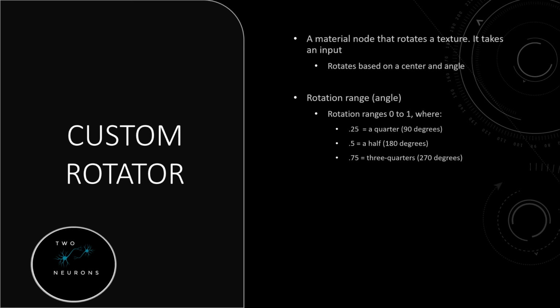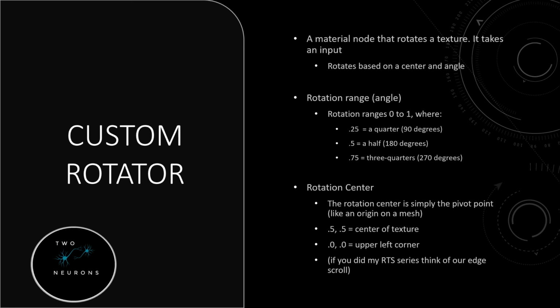Now then we have that center bit. That center bit is a bit, well, different. The rotation center is simply the pivot point. Think of this like an origin on a mesh. And most rotators use the values of 0.5, 0.5. So this is the center of the texture. Whereas if we use 0.0, 0.0, we're at the upper left corner. 1 by 1 would be the lower right corner. So if you've done my RTS series, this is the same as the edge scroll.